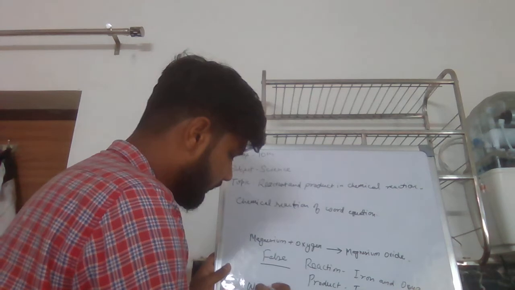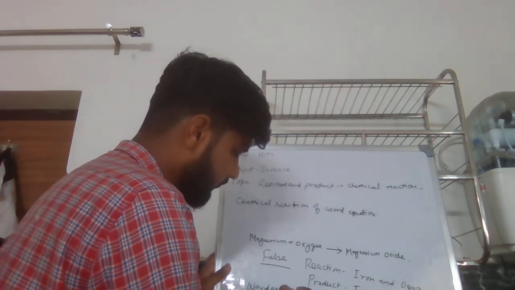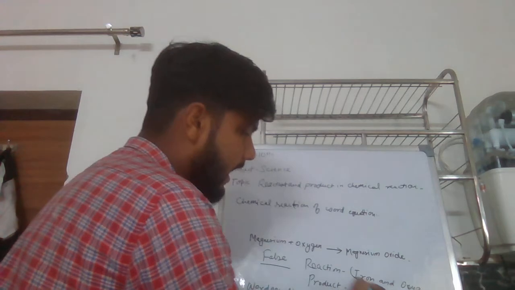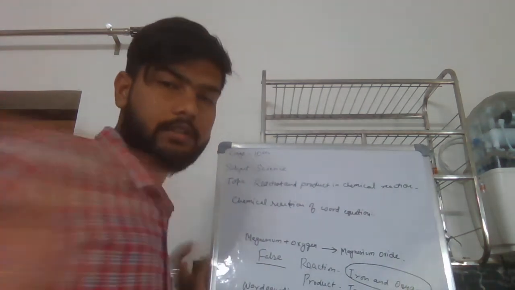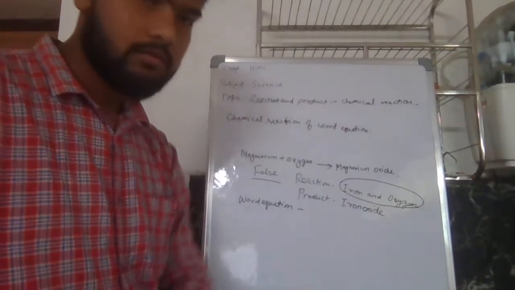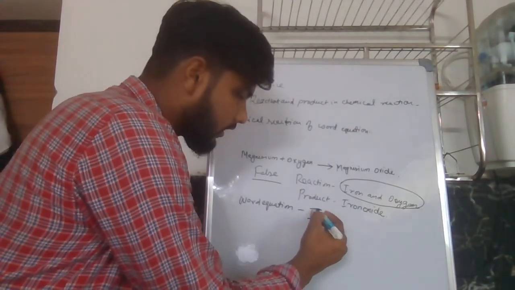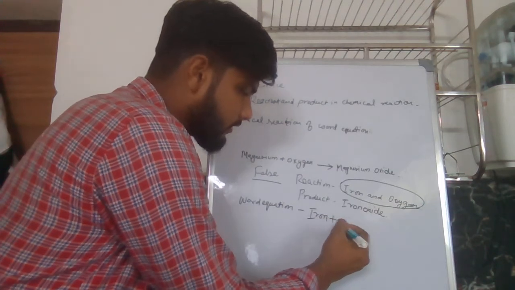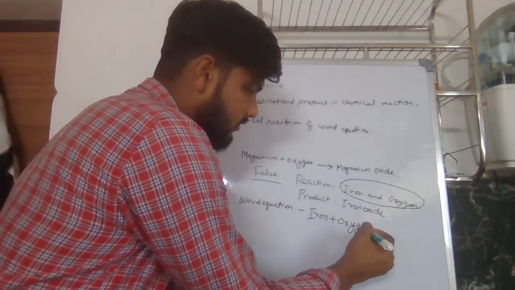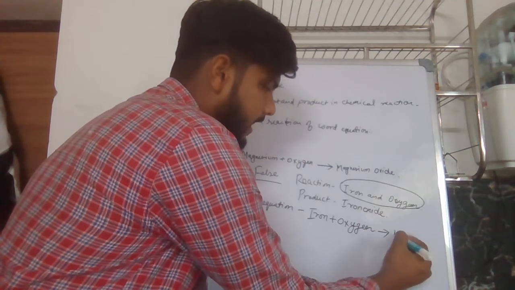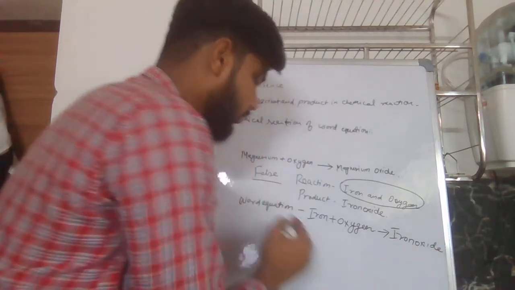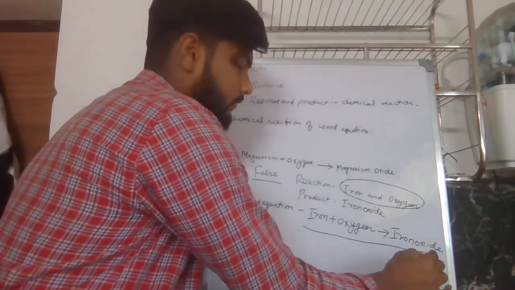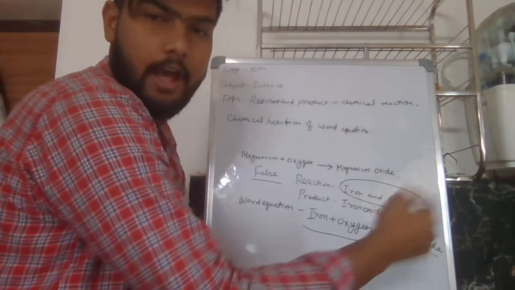In word equation we will write iron and oxygen. So this we will write first: iron plus oxygen. Here it will react to give iron oxide. So this is the word equation: iron plus oxygen reacts to give iron oxide.